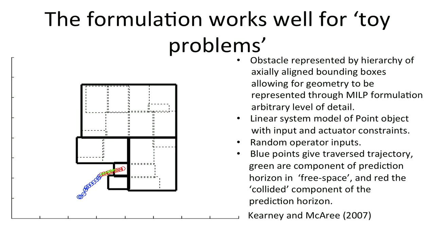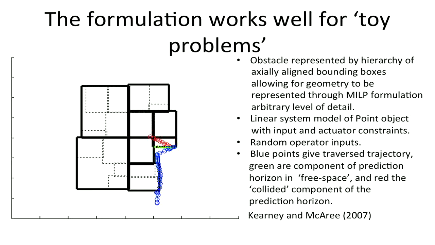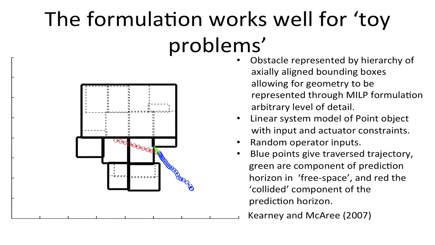And our early efforts at solving this problem look to apply what I'll call textbook methods, methods whose heritage can be drawn fairly clearly from existing literature. And in our initial work in this space, where we were looking at two-dimensional problems, we came up with some nice ideas about how we could represent objects by axial line bounding trees that allowed us to transform the geometry constraints into mixed integer programming problems. We had a linear system under velocity control.